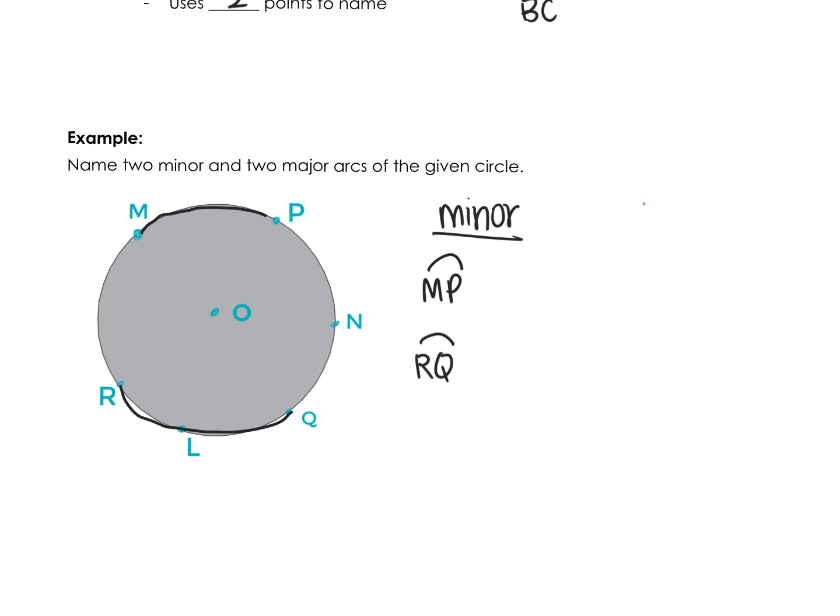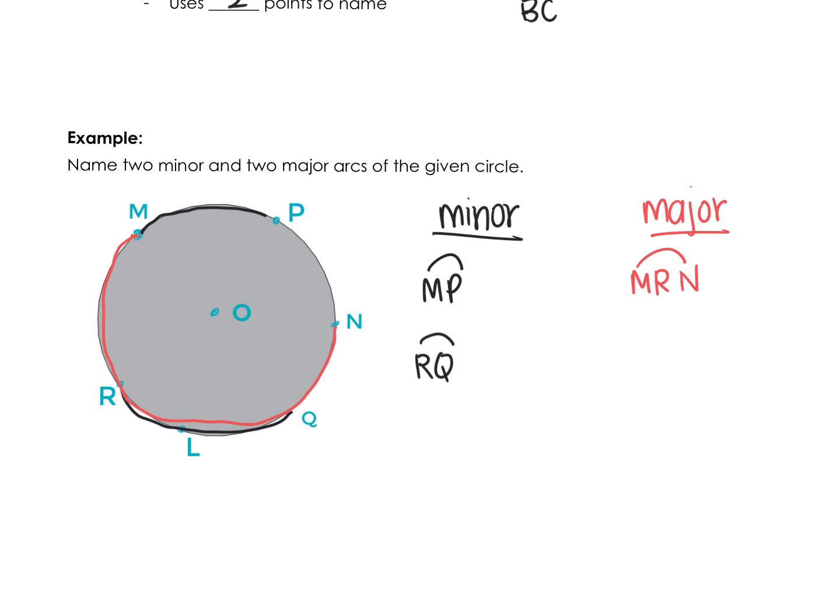Okay. Next, let's look at a couple major arcs. So remember, it has to go more than half the circle, and I have to use at least 3 letters. So if I want to go from M all the way to N using a major arc, I start at M, I end at N. Now, it does go through 3 different points between then, R, L, and Q. And I can use any of those letters in naming my major arc. It just has to be one of the points it goes through.